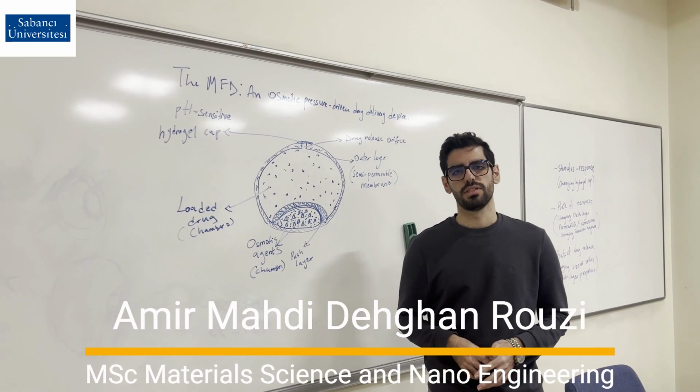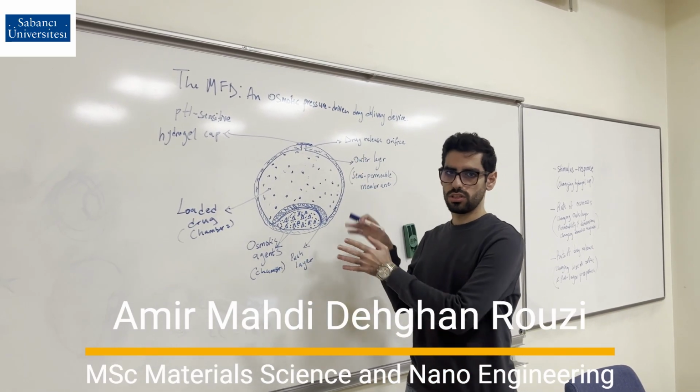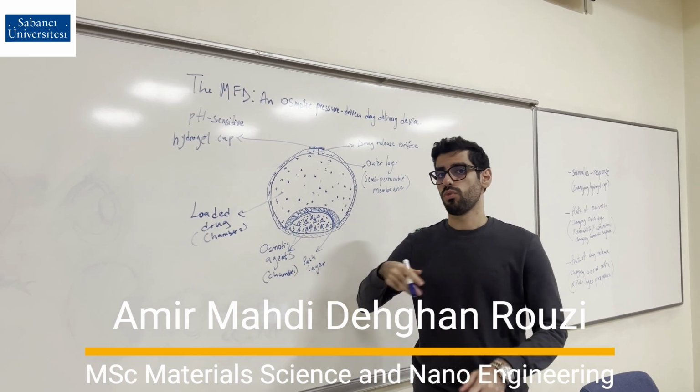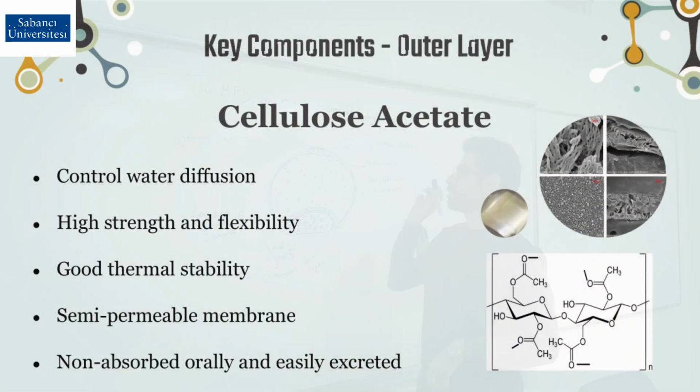So we are going to continue with the materials of the components and go through their features and why we chose these materials. So the first one is the outer layer. The outer layer should be highly acid resistant and a semi-permeable membrane. The material we chose for this is cellulose acetate, because of its features, which are controlled water diffusion, high strength and flexibility, good thermal stability, semi-permeability, and it is non-absorbed orally and easily excreted.